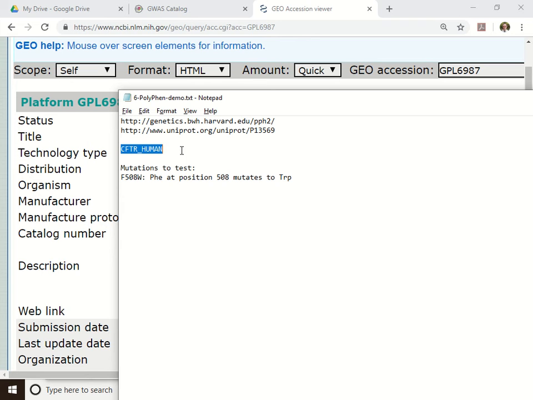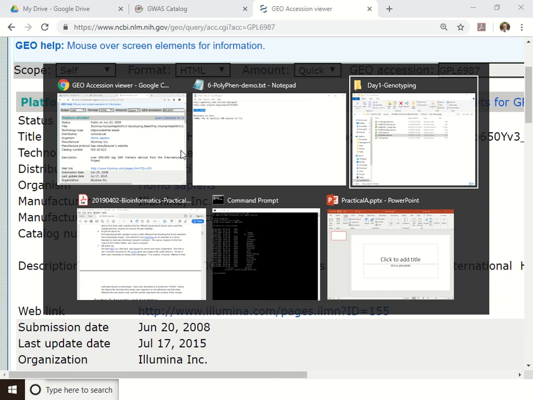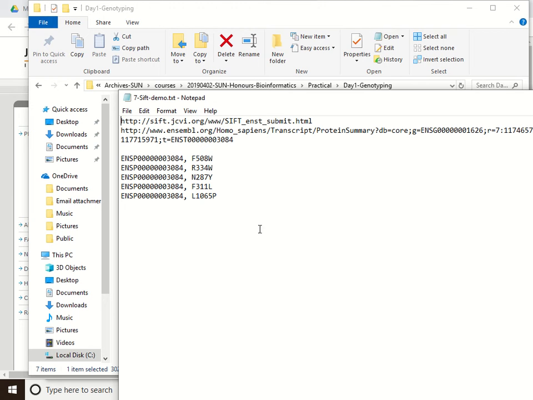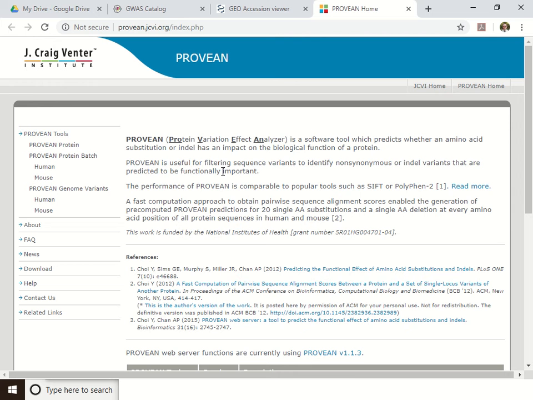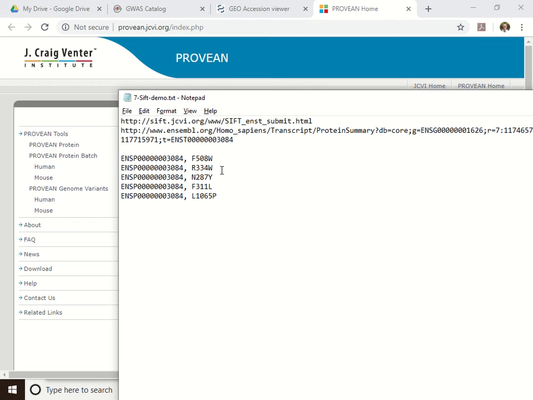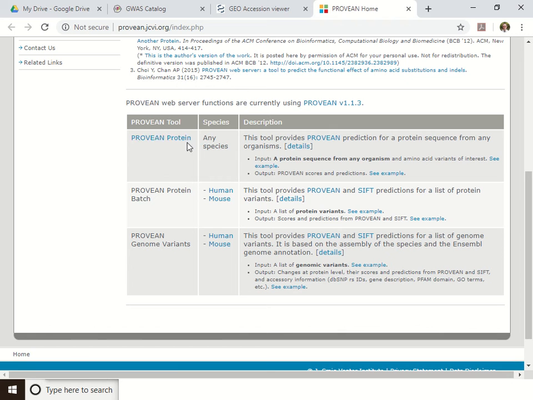Okay, so let us pretend that everything worked great there, and now we will use SIFT instead. All right, close the PolyPhen example. I'm going to open the SIFT demo. Okay, that's the URL. Okay, so SIFT has now become Provean, which is a much nicer name, I guess. And I need to enter this particular Provean protein. We're going to try to use the Provean tool itself.